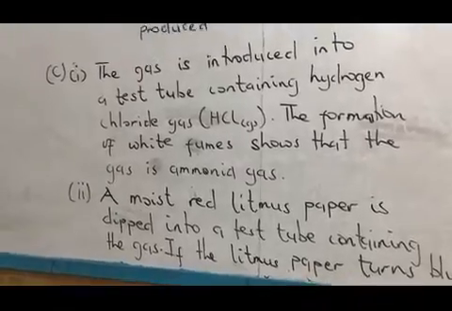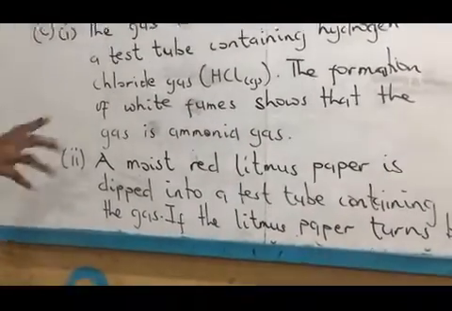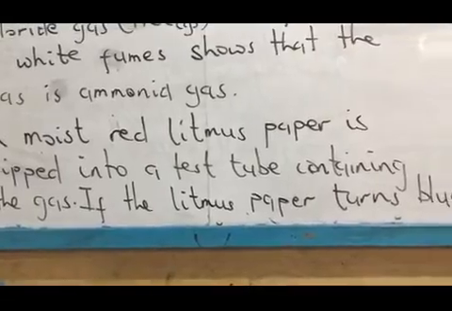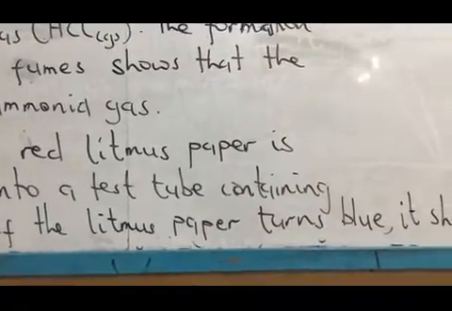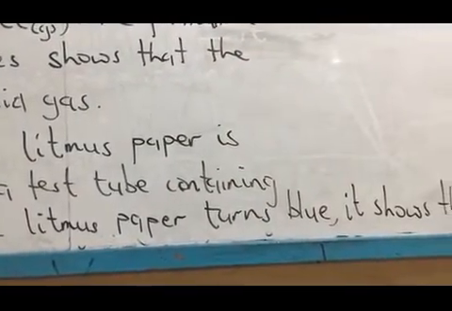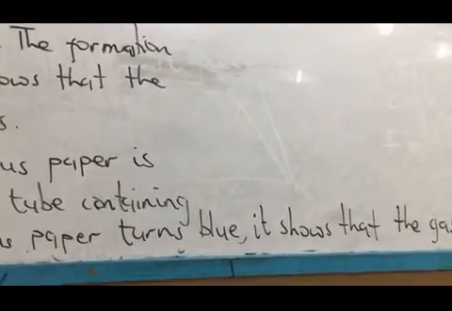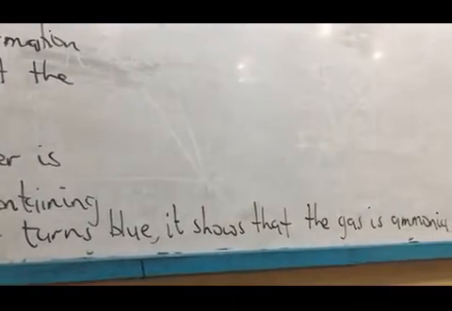So you just dip a damp or moist red litmus paper into a test tube containing the gas. When the litmus paper, that is a red litmus paper, turns blue, it changes from red to blue, then it shows that the gas is ammonia gas.